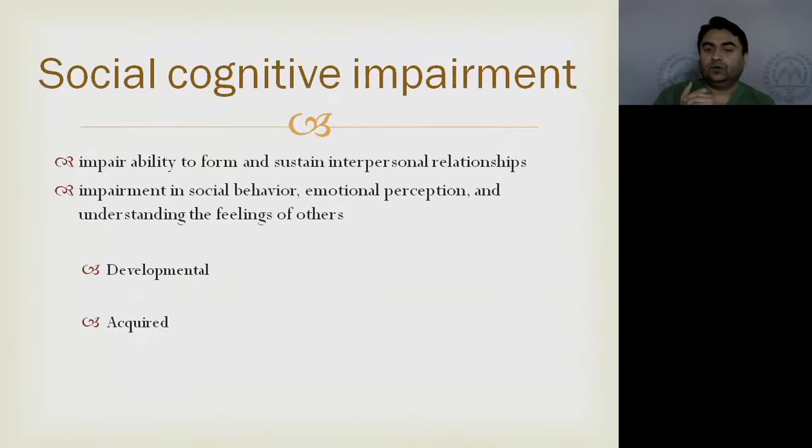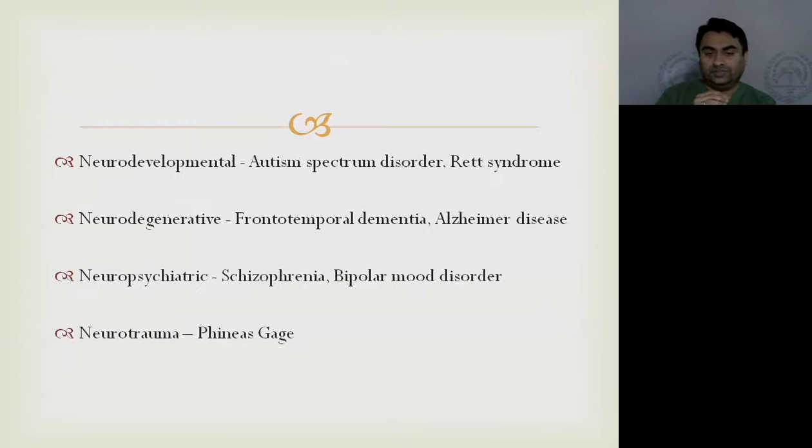Now, what is the impairment causing? It impairs the ability to form and sustain interpersonal relationships, causing impairment in social behavior, emotional perception, and understanding the feelings of others. These could be associated with both developmental or acquired problems. Developmental, like autism spectrum disorder, Rett's; neurodegenerative, like FTD or Alzheimer's; neuropsychiatric illnesses, like schizophrenia or bipolar; or even neurotrauma, like the classical example of the first studied case, Phineas Gage.